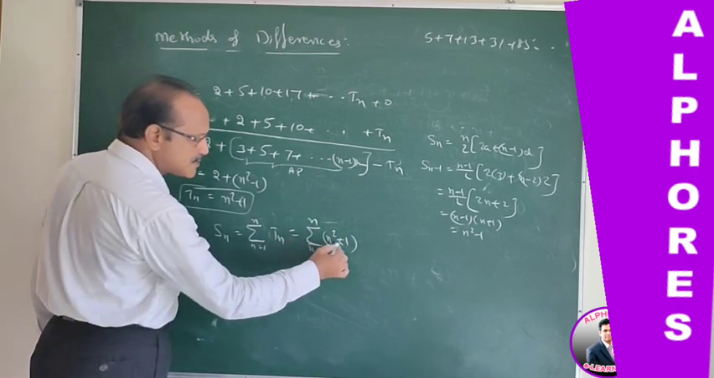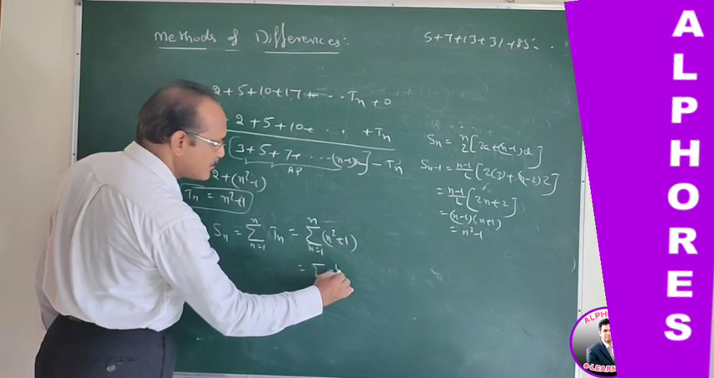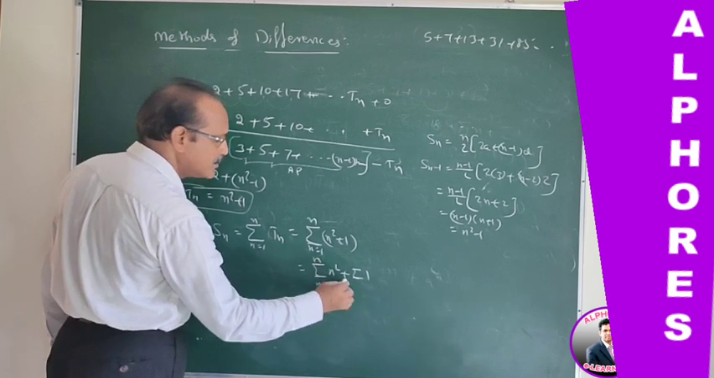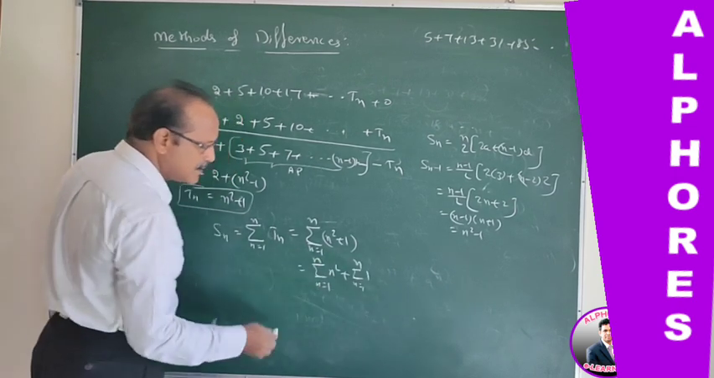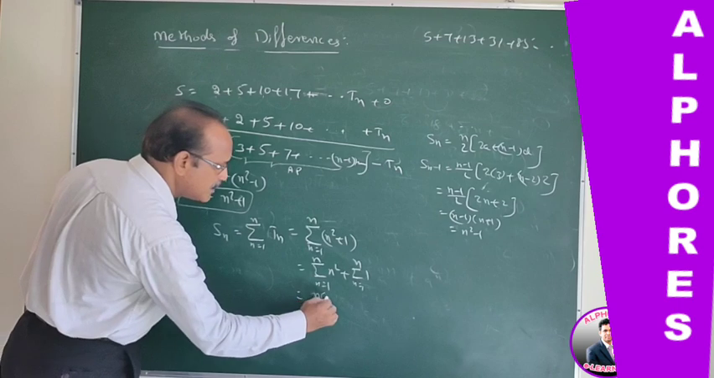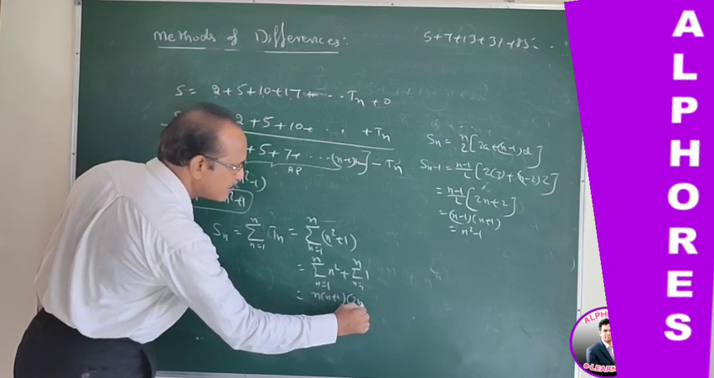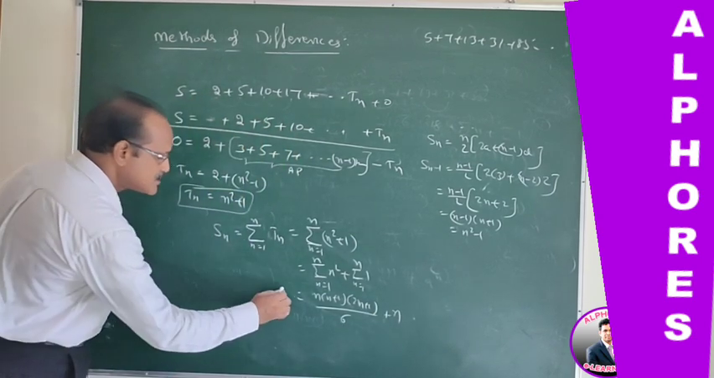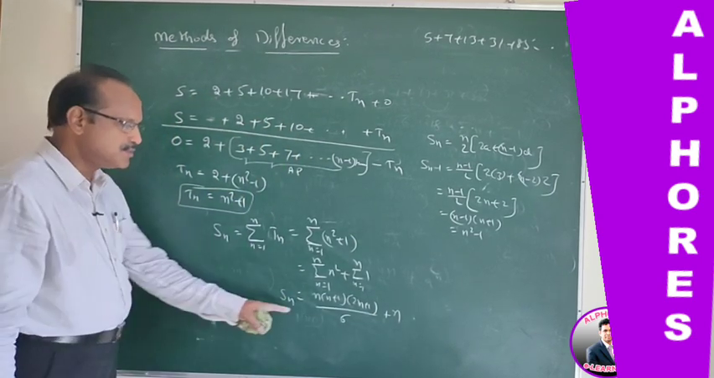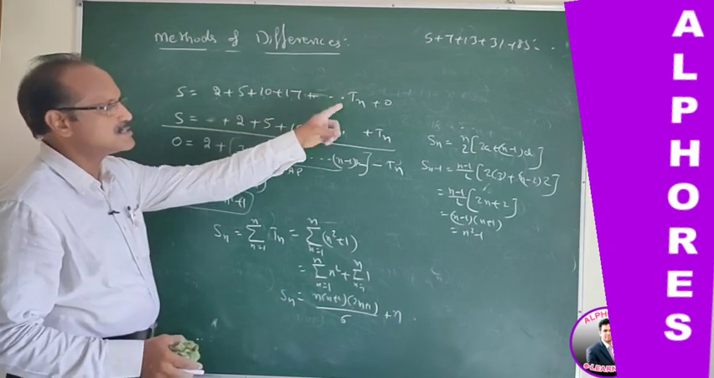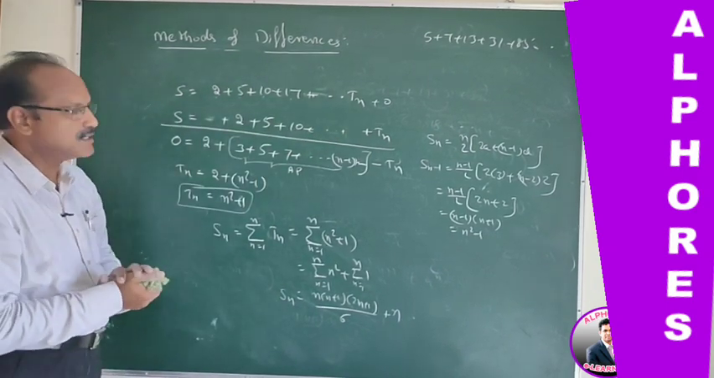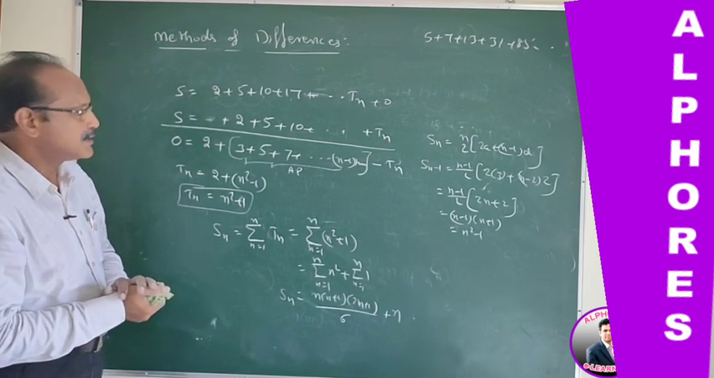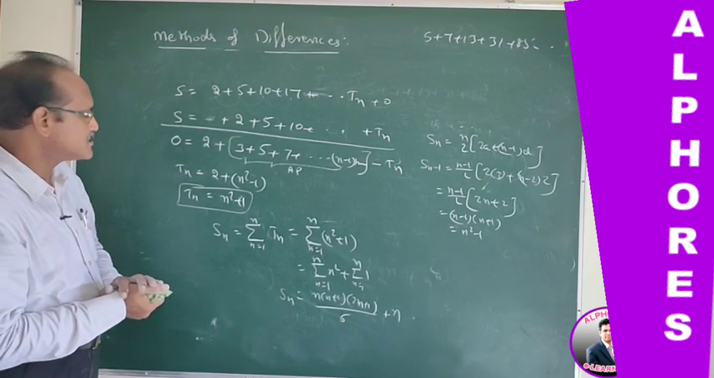Right. Now apply the sigma to each term. That is sigma of n square plus sigma of 1, n from 1 to n. Sigma n square is given by n into n plus 1 into 2n plus 1 by 6, plus sigma 1 is given by n. So this is finally the result of the sum to n terms of the sequence.